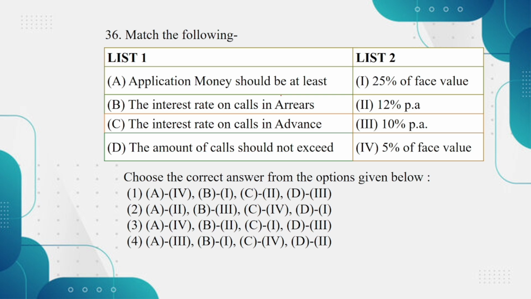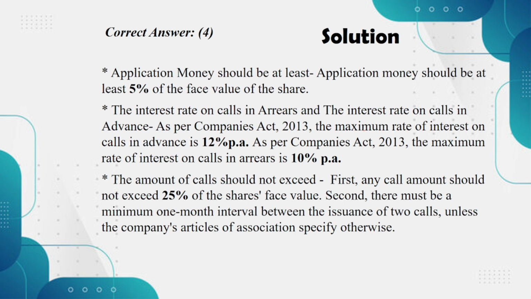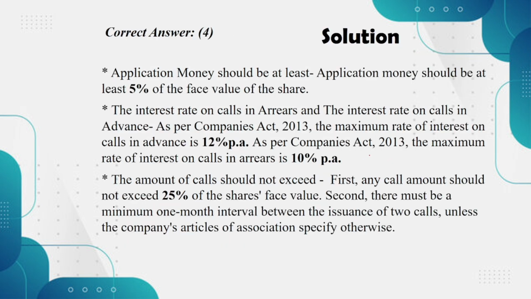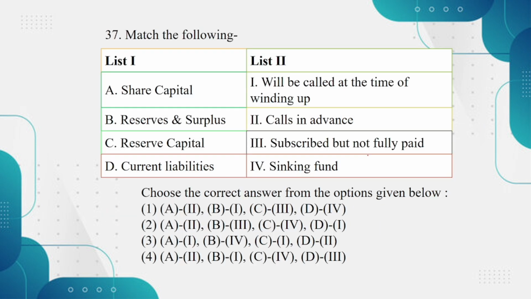Match the following question. Application money: please remember it should be at least 5% of the face value. The interest rate on calls in arrear and calls in advance are here. Calls in arrear it is 10%, calls in advance it is 12%, and the amount of calls should not exceed 25% of the face value. Please read this explanation also.